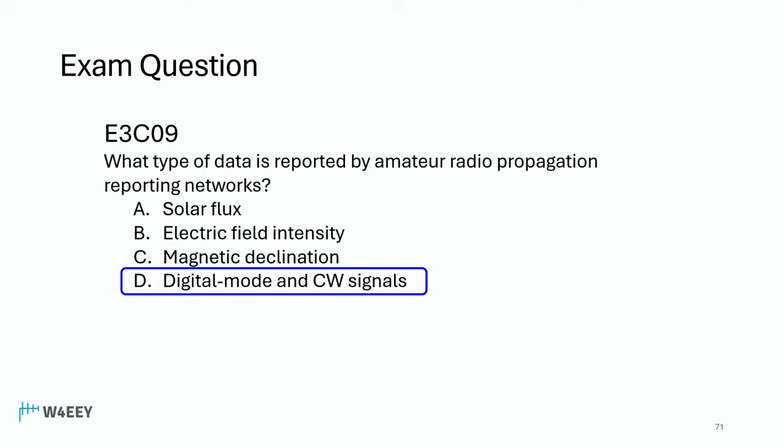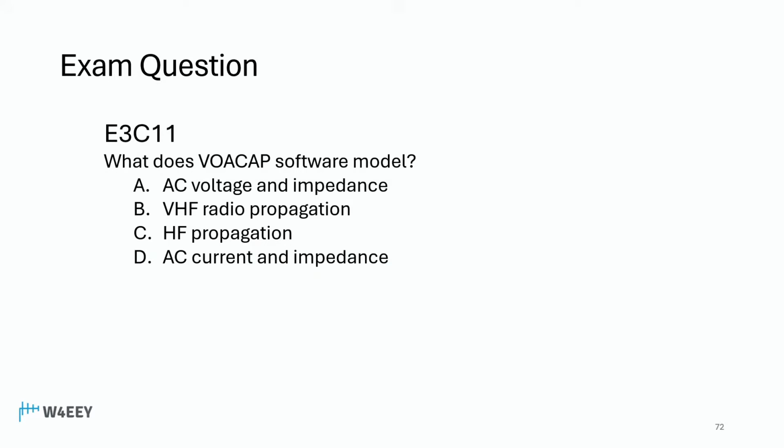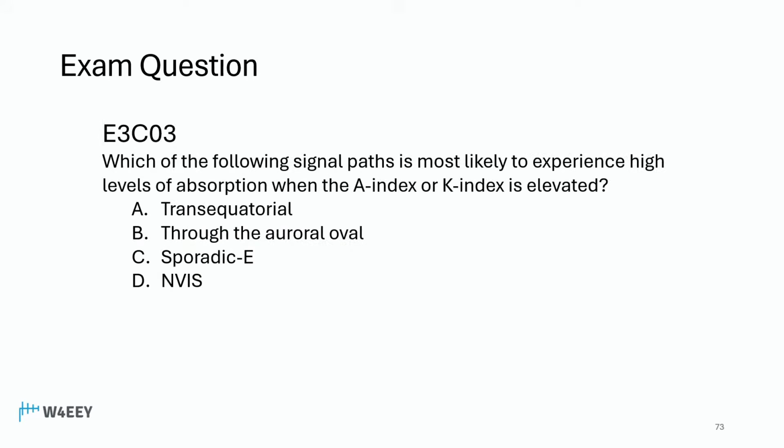So, what type of data is reported by amateur radio propagation reporting networks? It's digital mode, Delta. What does VOCAP software model? Charlie, HF propagation.